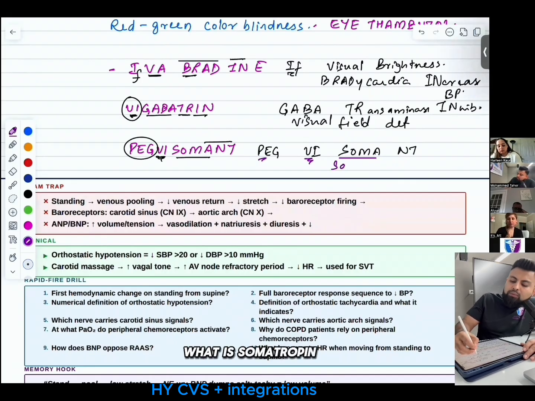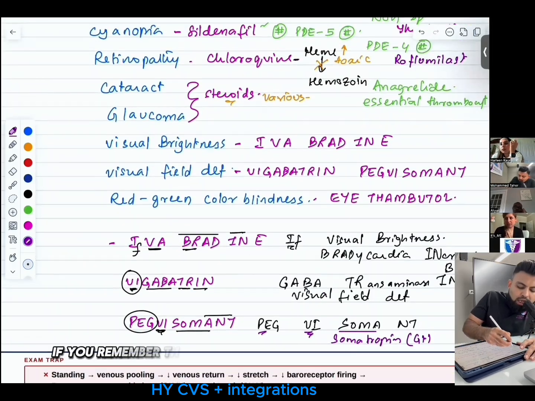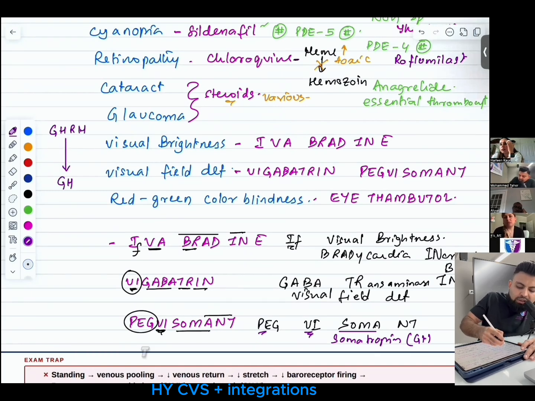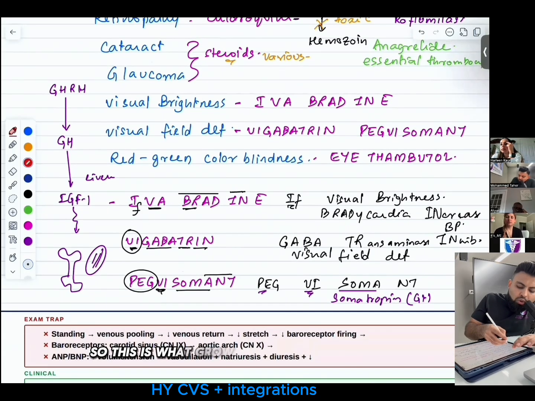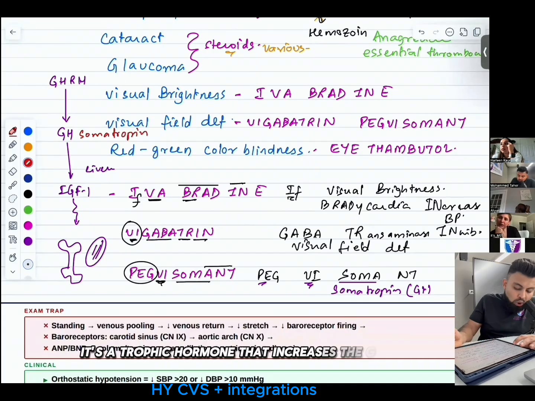What is somatropin? Growth hormone. If you remember, growth hormone releasing hormone is responsible to stimulate the pituitary gland to secrete the growth hormone that targets the liver. And from the liver, what is produced is IGF-1. And this IGF-1 targets the bones, muscles and other tissues for growth, isn't it? Growth hormone is somatropin, a trophic hormone that increases the growth.